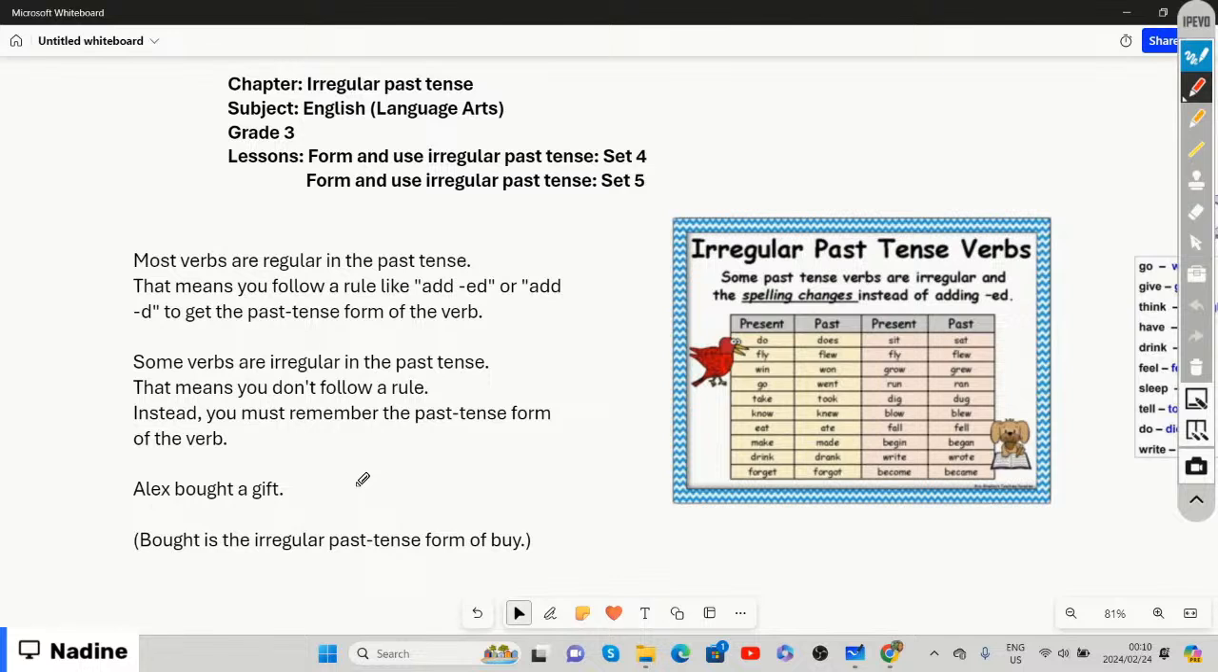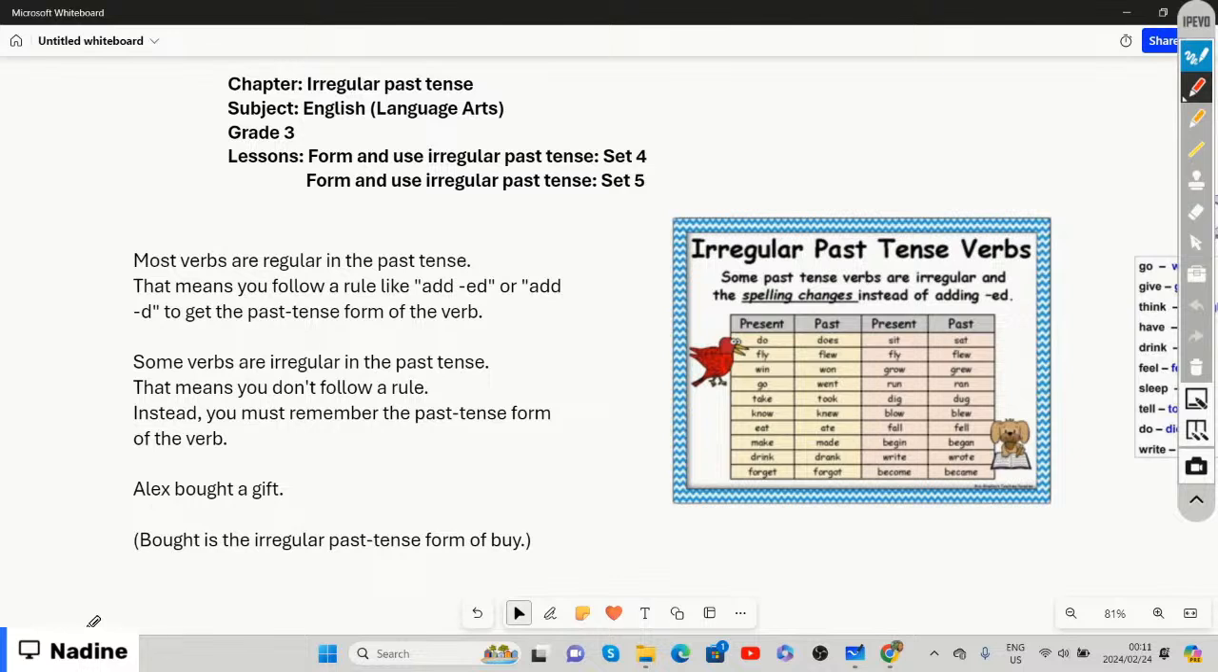For example, there's no rules, there's no adding D, no adding ED. You're just going to have to remember the past tense form of the verb. Meaning, if you try to get the past tense of a specific word in an irregular past tense, you're just going to have to remember the form of the verb, the spelling of the verb.